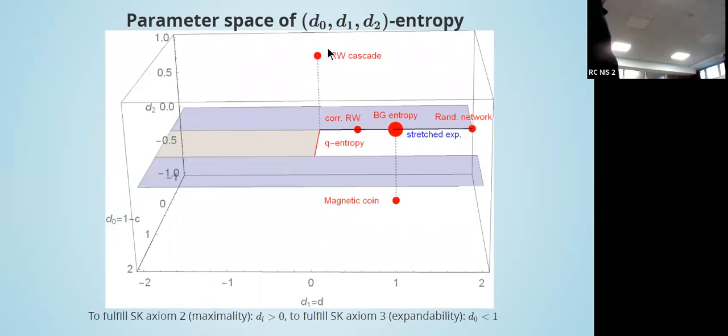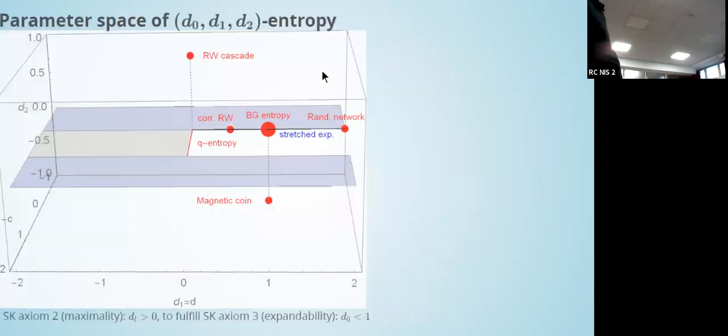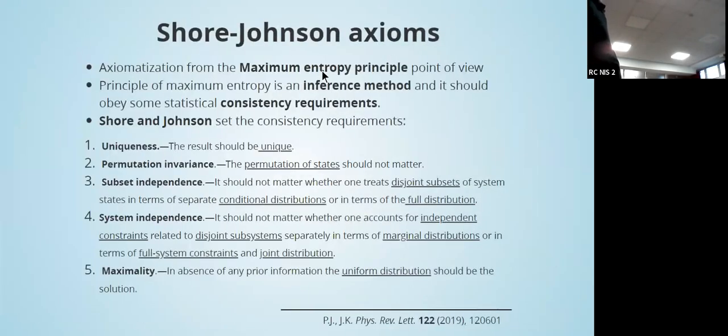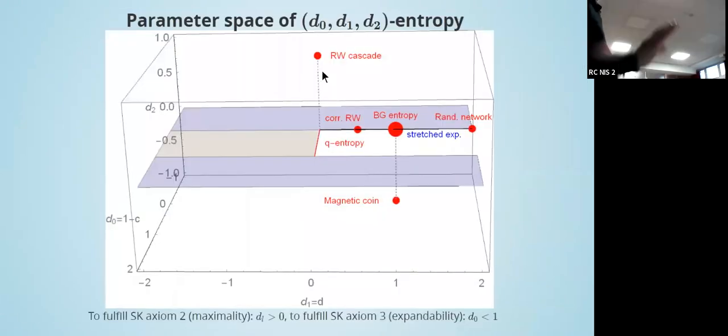So then basically you get that in this D0, D1, D2 space, you have this random walk cascade, where you have all the processes we've been discussing. The cumulative entropy is somewhere in between. And you can have a look. And then again, you have this space. Good. So maybe are there some questions on this?